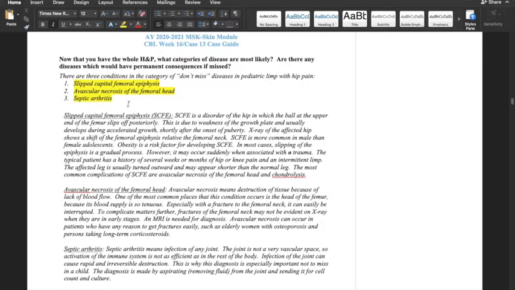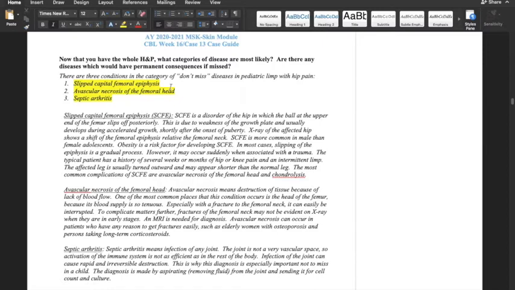Okay, so now that we have the whole HPI, what are the most likely and the must-not-miss diagnoses? So first is the slipped capital femoral epiphysis. Remember, that's when there's displacement of the most superior part of the femur, the epiphysis, as compared to the femoral neck. That's an emergency, needs emergency pinning and fixation.